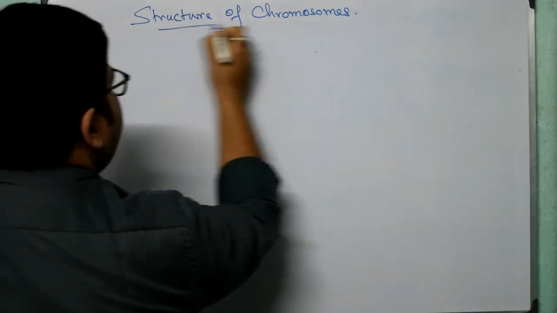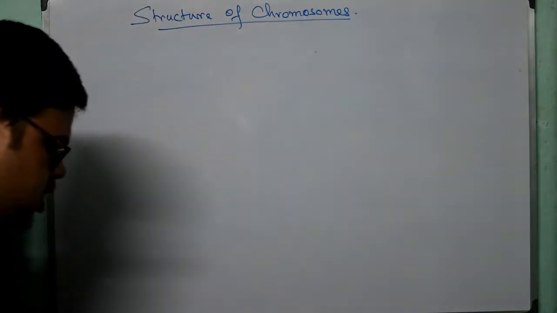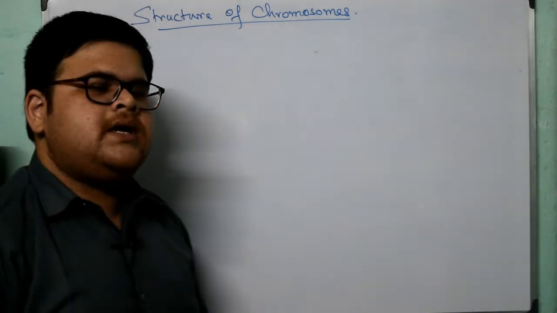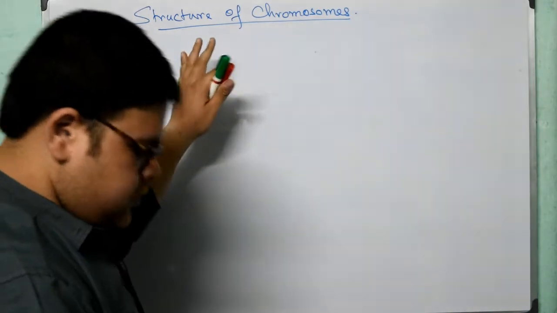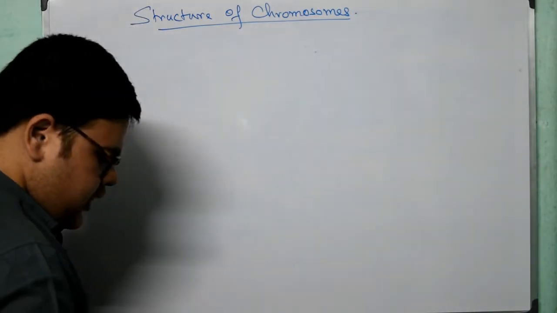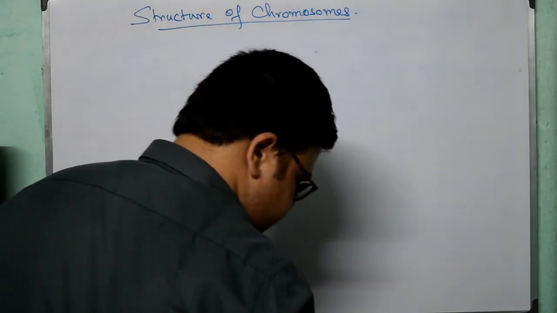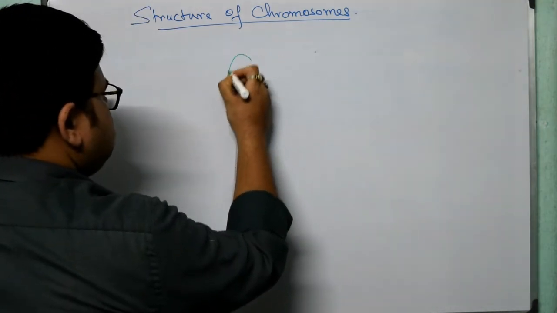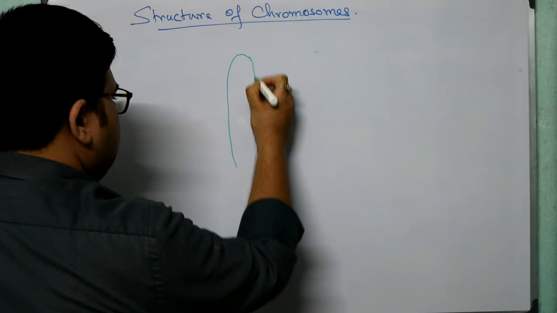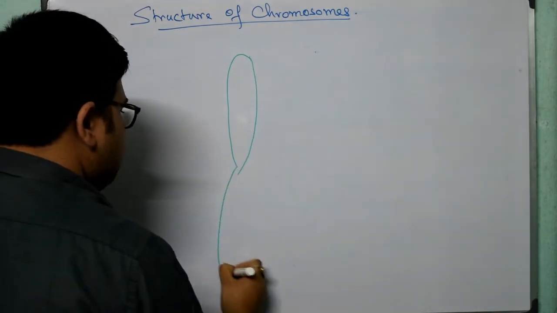So up till now, I think what chromosomes are and what chromatin fibers are made up of, all of this is clear to you. Now we'll go to the structure of chromosomes. They are made up of chromatin fibers, as we all know. Suppose I am drawing it like a structure of chromosomes.